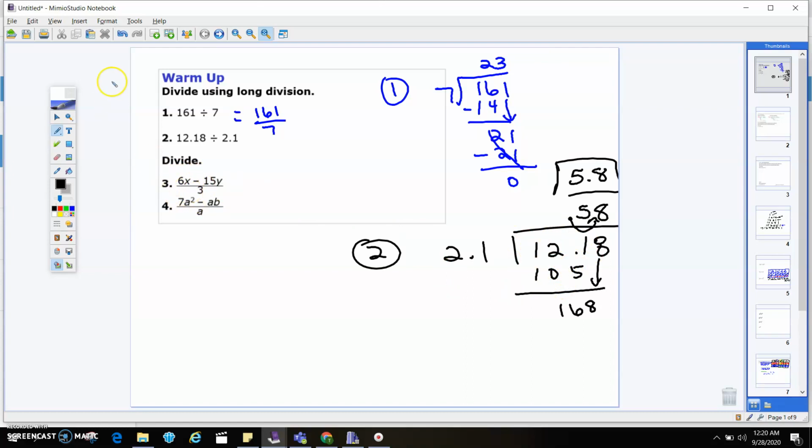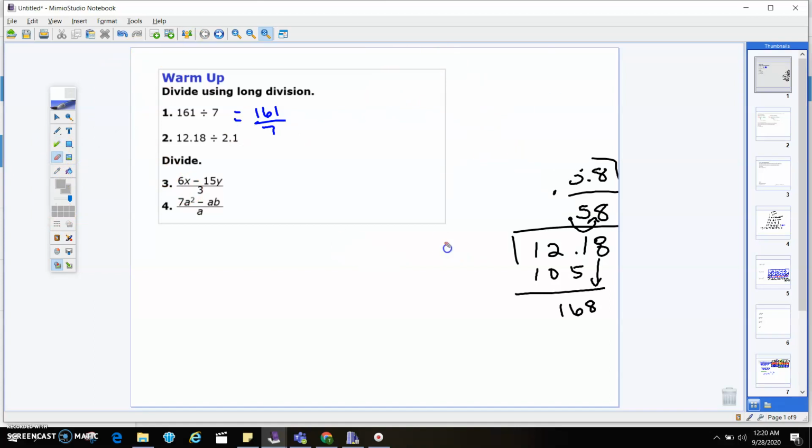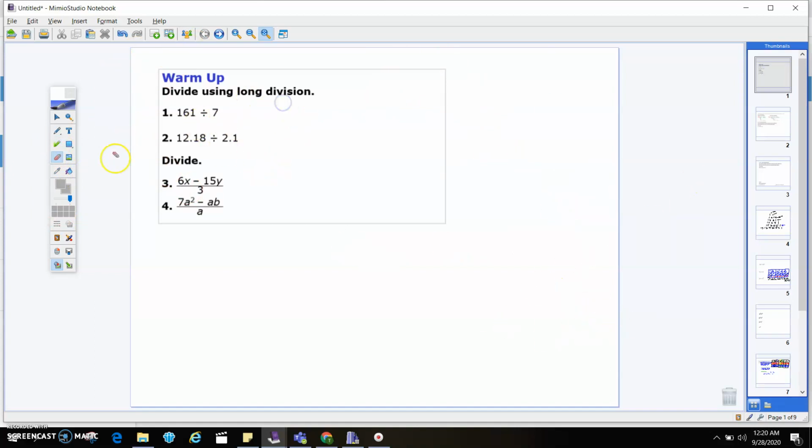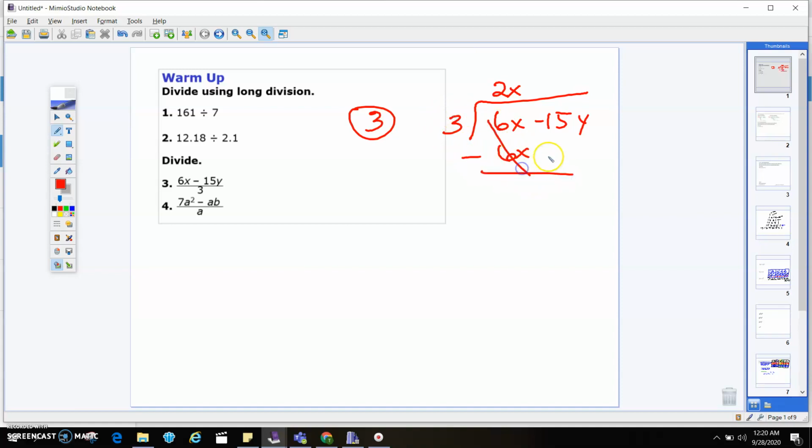So now on number 3. Number 3 is a little challenging, so let's talk about it really quickly. On number 3, we've got 6x minus 15y, and we've got 3 on the outside. So we're going to say, how many times does 3 go into 6x? Well, 2x times. We multiply, then we subtract, and then we bring down that next term. And then we say, how many times does 3 go into negative 15?